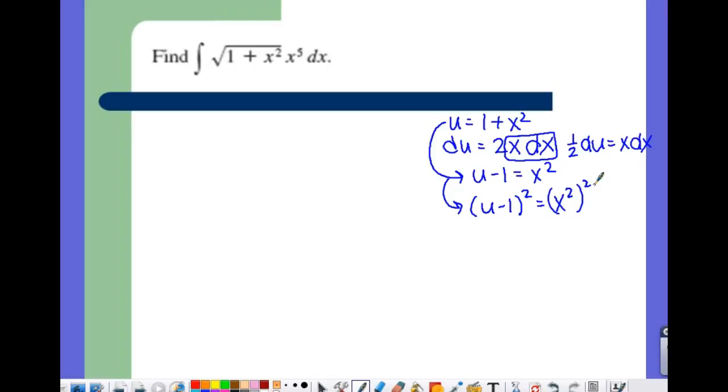If I square, then I get u minus 1 squared equals x to the 4th. So now I have here the singular x. Down here, I have 4 x's. So now when I replace this, I have the square root of u. I have u minus 1 squared. And I have half of du.